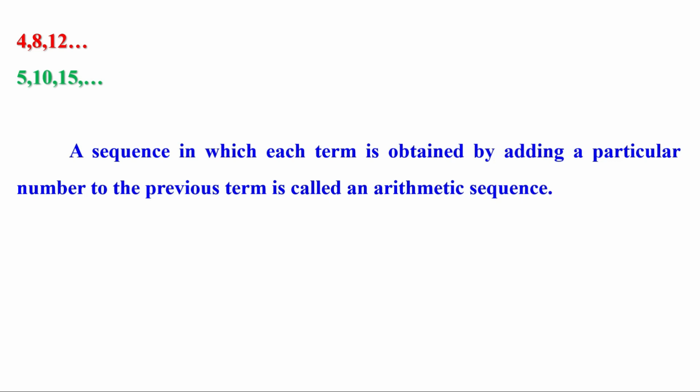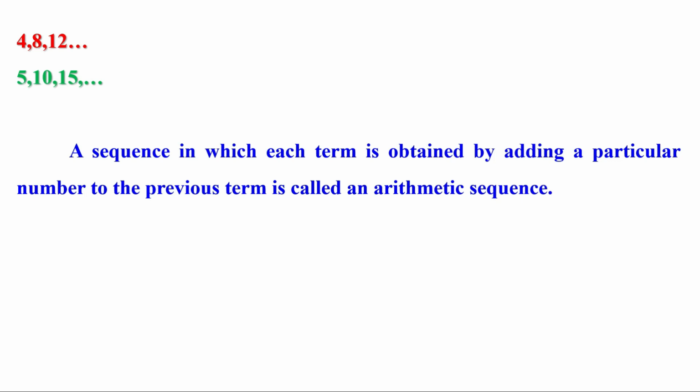So, how can you define common difference? It is the difference between consecutive terms. 8 minus 4 is 4. 12 minus 8 is again 4. And if you take the next term, 16 minus 12 is again 4. So, we can define common difference as the difference between consecutive terms. That is, x2 minus x1 is common difference. x3 minus x2 is common difference. x4 minus x3 is common difference.